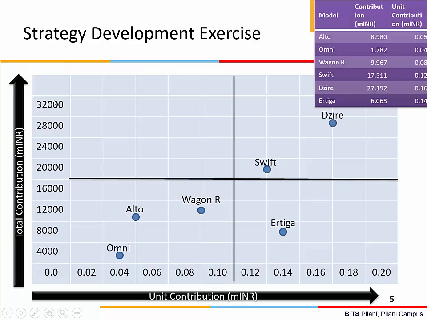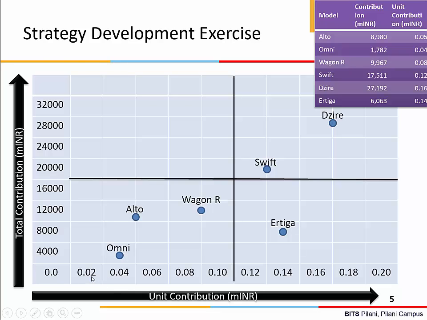What I have done is that I have constructed a grid. In this grid I have taken the unit contribution on the x-axis and the total contribution on the y-axis. So I have brought the same values from the previous slide into this table. The unit contribution means the money that is realized by selling one unit of a given product, and total contribution means the money that is realized by selling all the units of a given product.